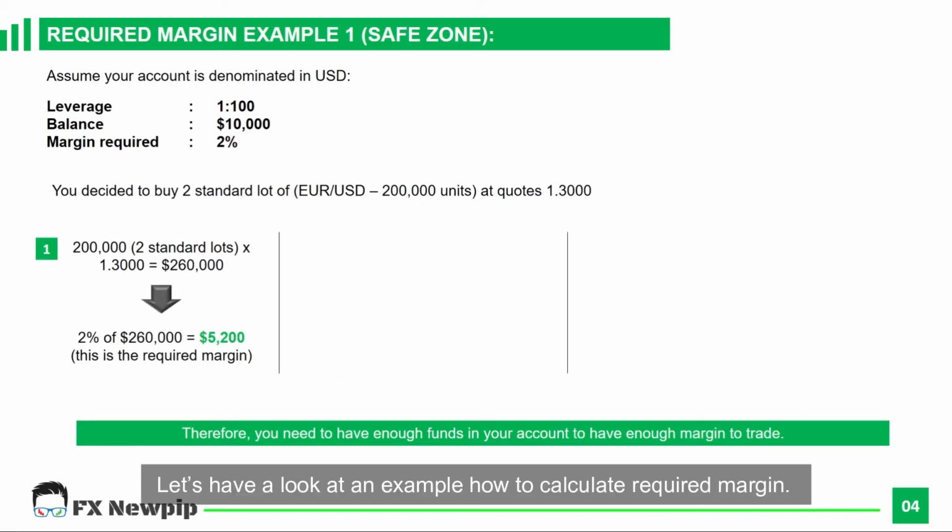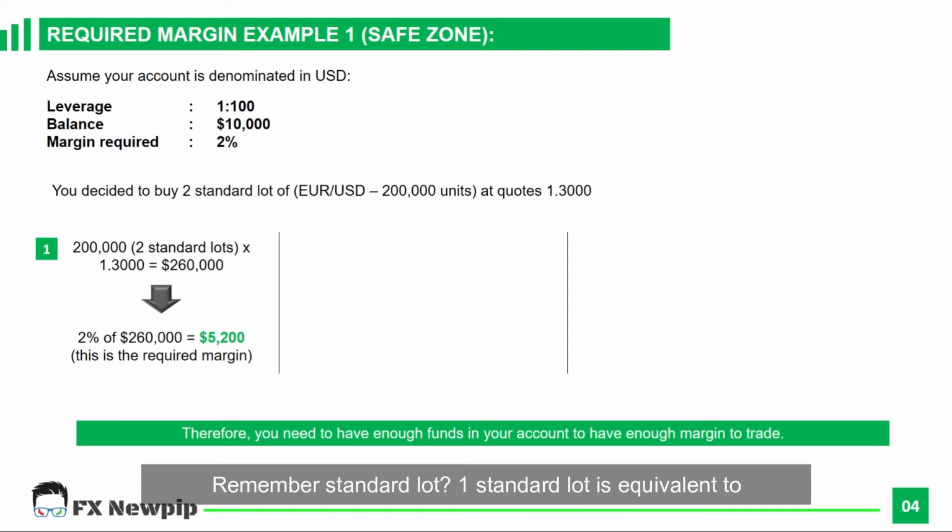Let's have a look at an example of how to calculate required margins. In this slide, I will show an example of margin calculation for the safe zone. For this, we will use an example where your account is denominated in US dollars with a leverage of 100, and assume you just started, so your balance will be $10,000. Meaning to say your initial capital is $100 with a leverage of 100, you will have $10,000. Assume margin required for EUR/USD is 2% and you decided to buy 2 standard lots. Remember standard lot?